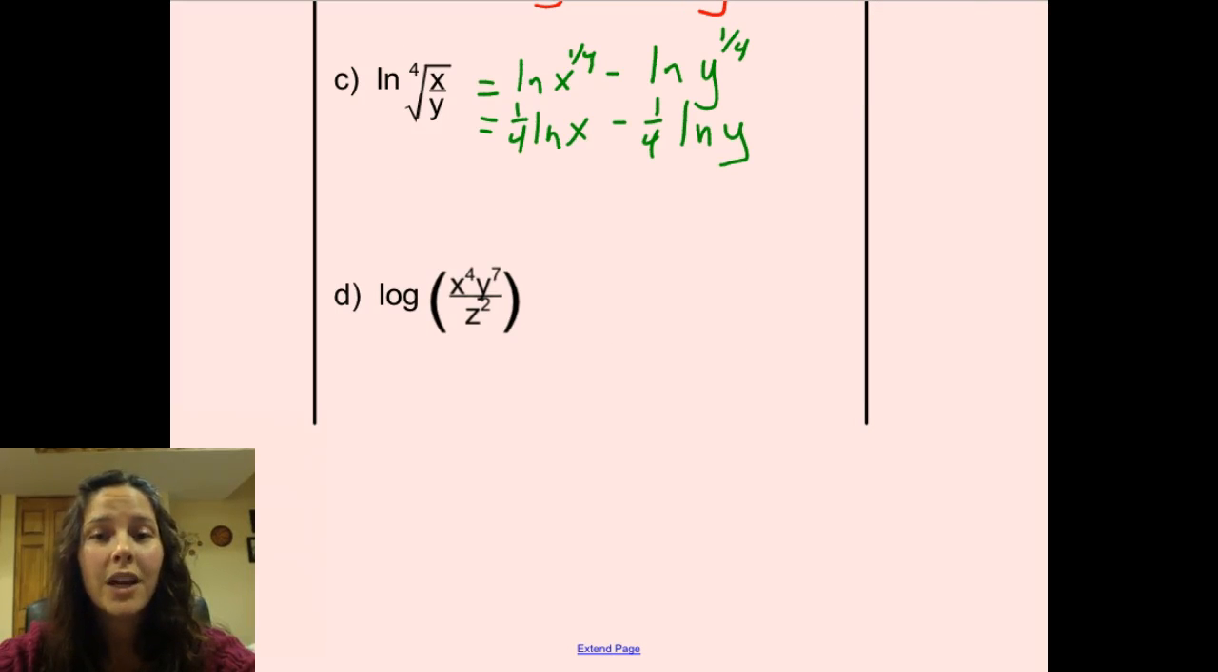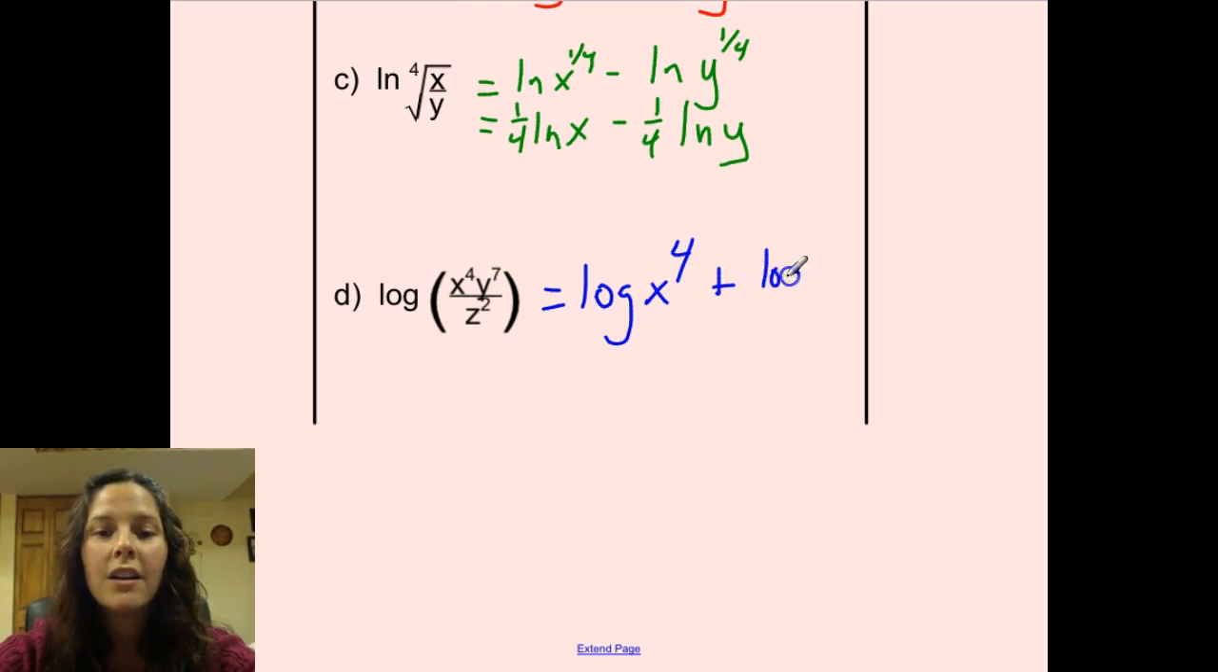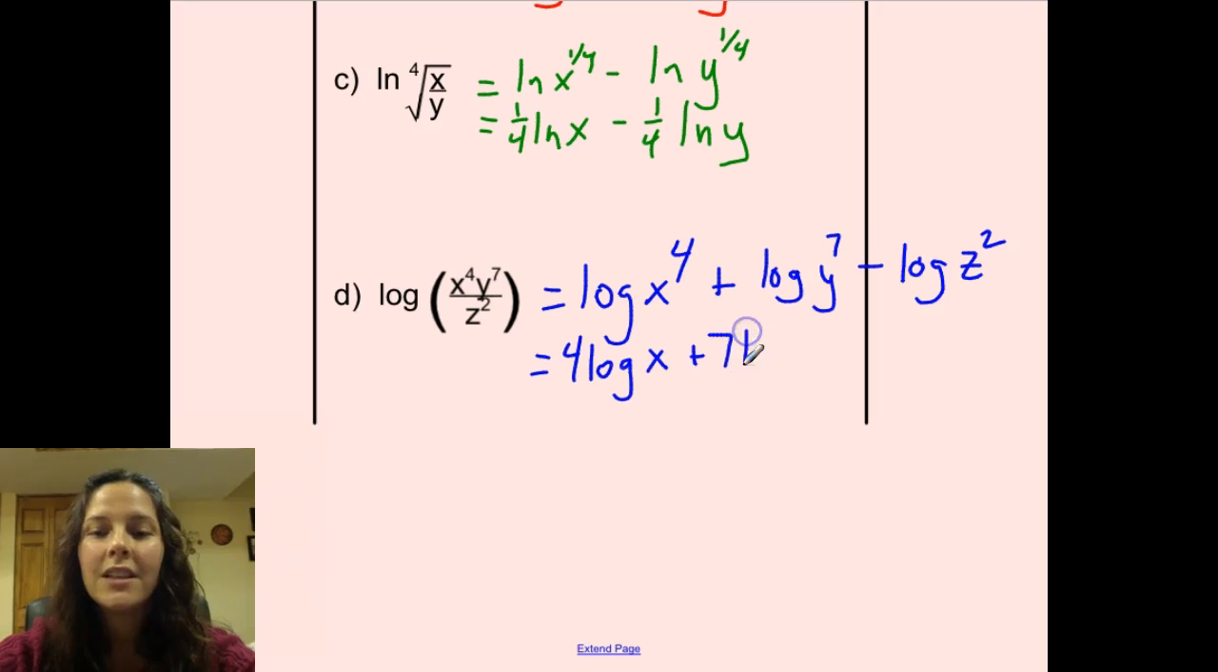This one we've got a lot of stuff going on. I'm going to expand the multiplication and the division at the same time. So it becomes log of x to the 4th power plus log of y to the 7th power. That piece in the denominator gets subtracted, so we have minus log of z squared. Then we can use our power rule on each piece and pull that exponent out as a coefficient. 4 times the log of x plus 7 times the log of y minus 2 times the log of z.